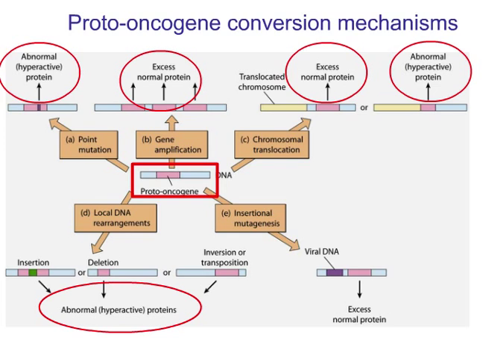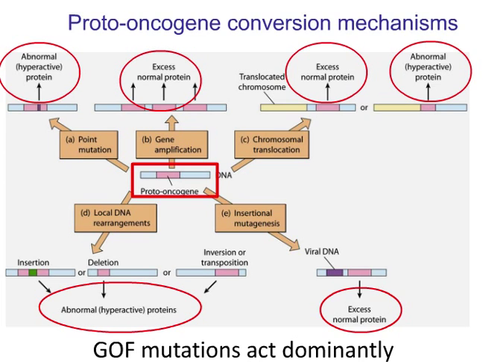Localized DNA rearrangements, creating insertions and deletions or inversions or transpositions, can result in hyperactive abnormal proteins that drive proliferation. And insertion of viral DNA sequences can drive the expression or overexpression of normal proteins, creating hyperproliferation signals. All of these events are gain-of-function mutations. Gain-of-function mutations act dominantly. Only one allele of a gene needs to be mutated in order for the phenotype to appear in the cell.